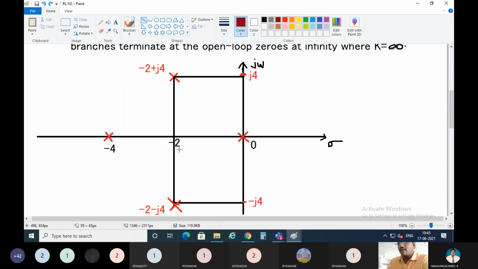All of you observe here, this is the centroid. What is the centroid value? Centroid value is -2. Just indicate this is the centroid. So this is the intersection point, -2.